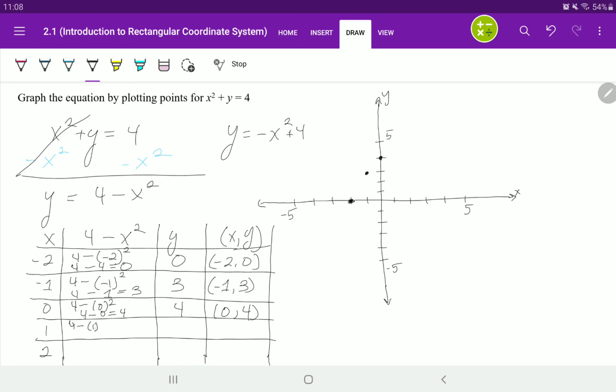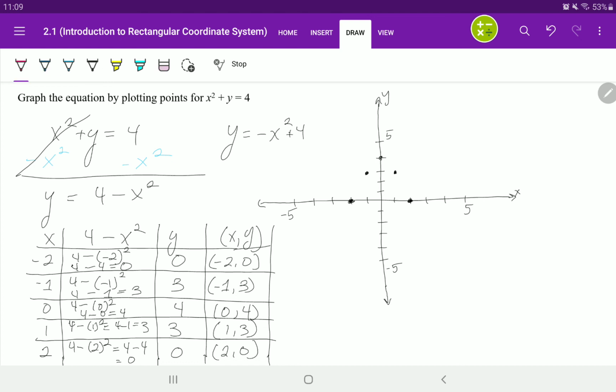4 minus 1 squared. 1 squared is just going to be 1. So 4 minus 1 is 3. The coordinate of 1, comma 3. X is 1. Move 1 to the right. Move 3 units upwards. And the last one. 4 minus 2 squared. 2 squared is 4. So then we have 4 minus 4. And that is 0. The coordinate of 2, comma 0. Move 2 to the right, and the point stays on the x-axis because the y value is 0.